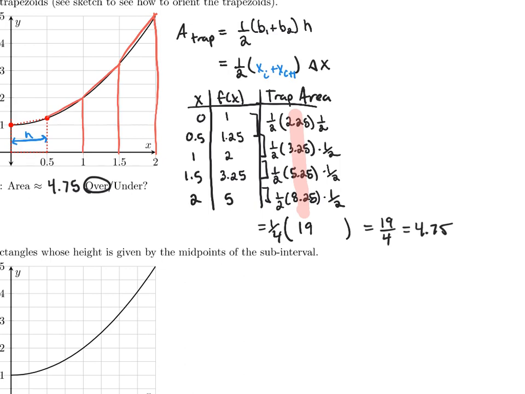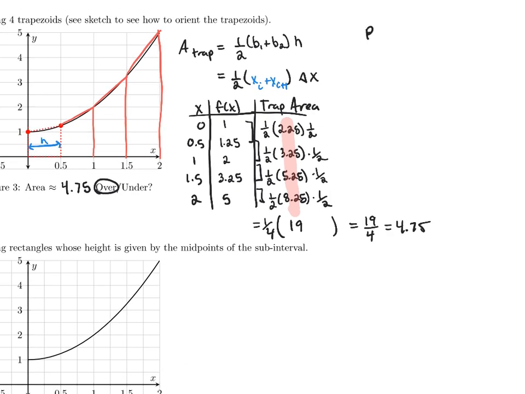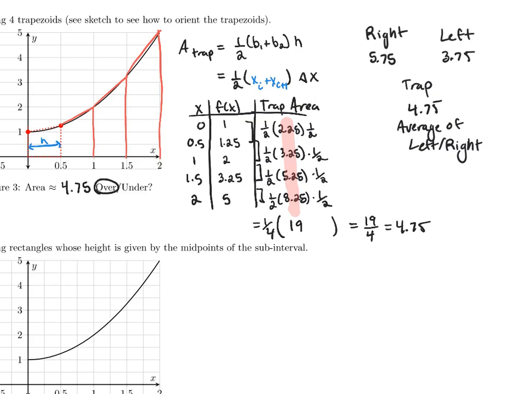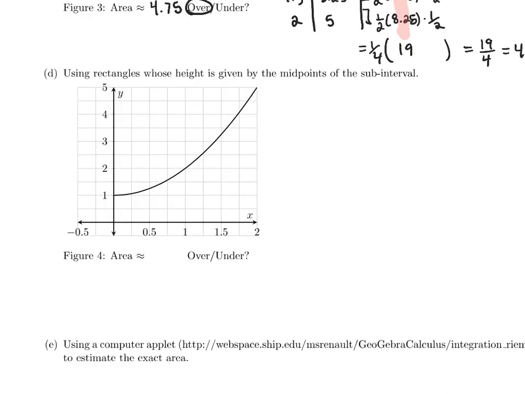One thing that I hope that you noticed is that our right approximation was 5.75, and our left approximation was 3.75, and our trapezoid approximation is 4.75, which looks to be the average of the left and right approximations. And that should always be the case, that the trapezoid approximations are equivalent to doing the right and the left and then averaging them. So the last one that we're going to do in this video is midpoints.